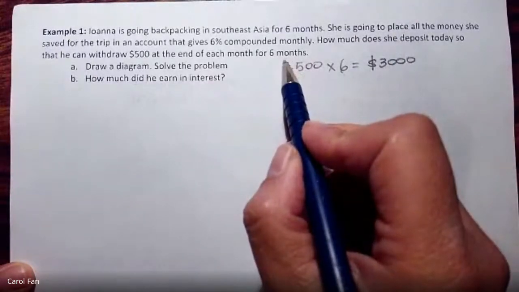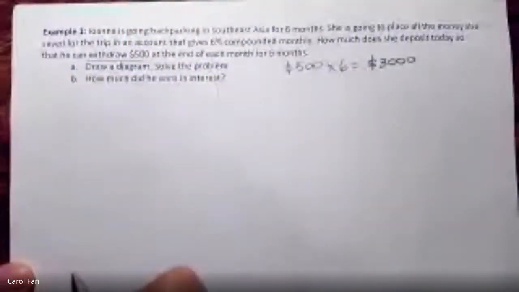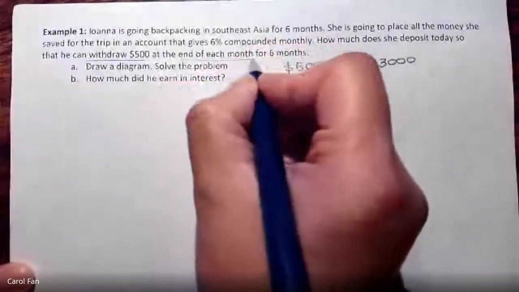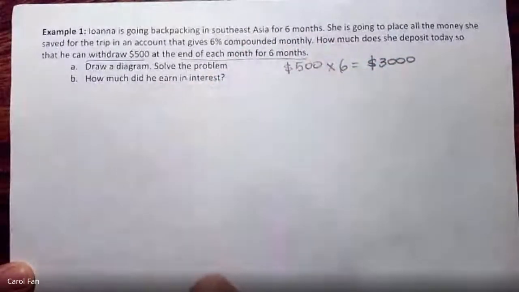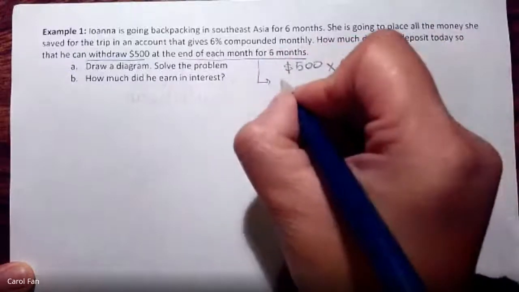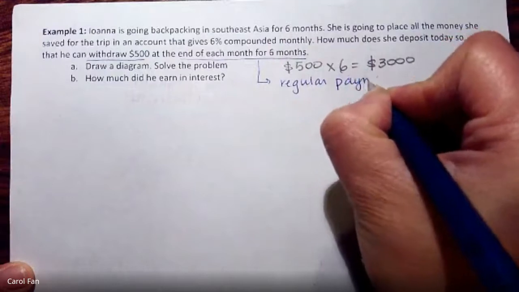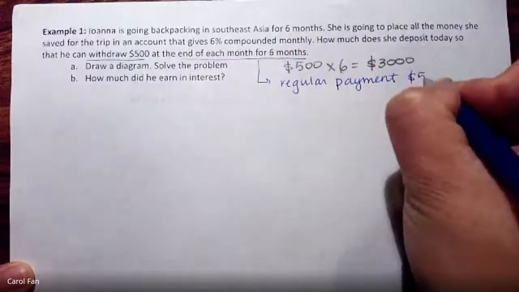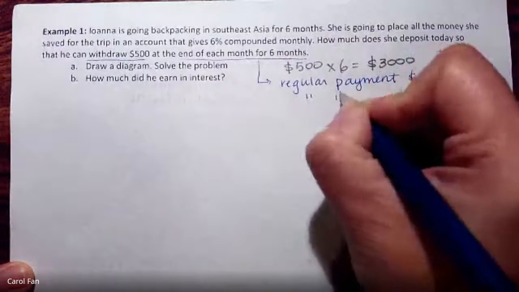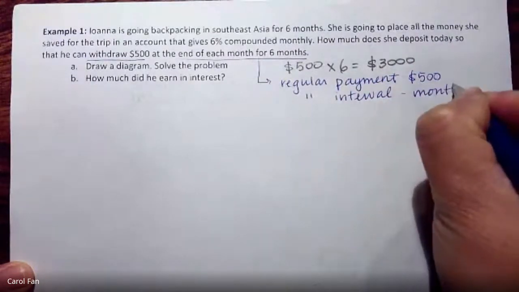Now, we know that this is an annuity question. How do I know that? Because it says withdrawing money at the end of each month for 6 months. This is a regular withdrawal, and it's at a regular interval. So, regular payment of $500, and we have regular interval, and the interval is monthly.